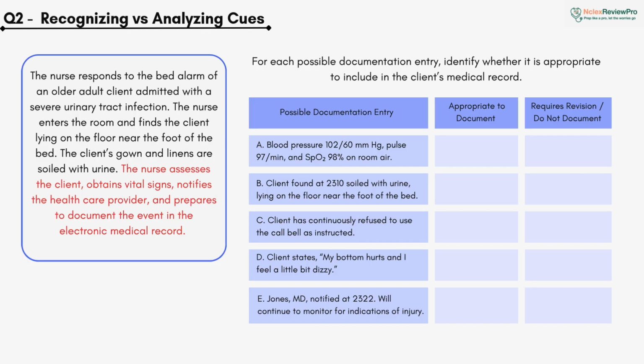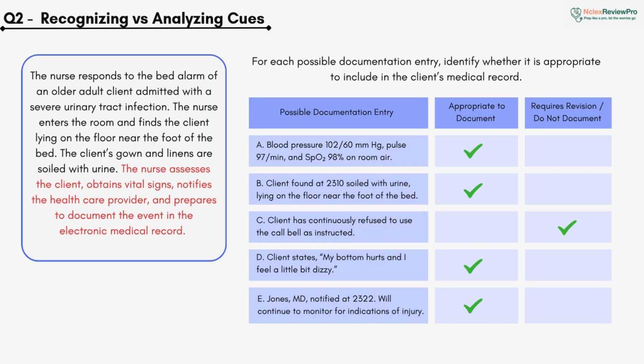The correct answers are: Option A is appropriate to document, Option B is appropriate to document, Option C requires revision and should not be documented as written, Option D is appropriate to document, and Option E is appropriate to document. The main idea in this question is safe, factual documentation. After a client is found on the floor, the nurse must document what was observed, what was measured, what the client stated, what nursing actions were taken, who was notified, and what monitoring will continue.